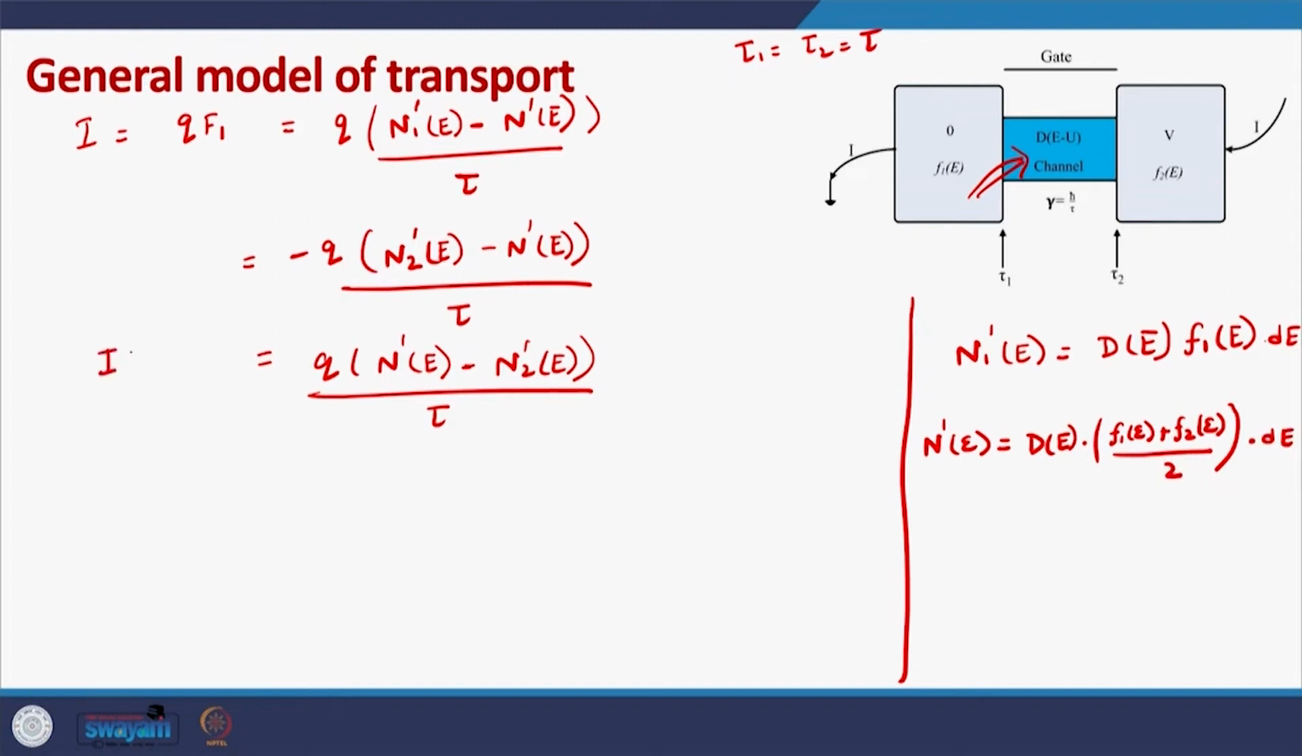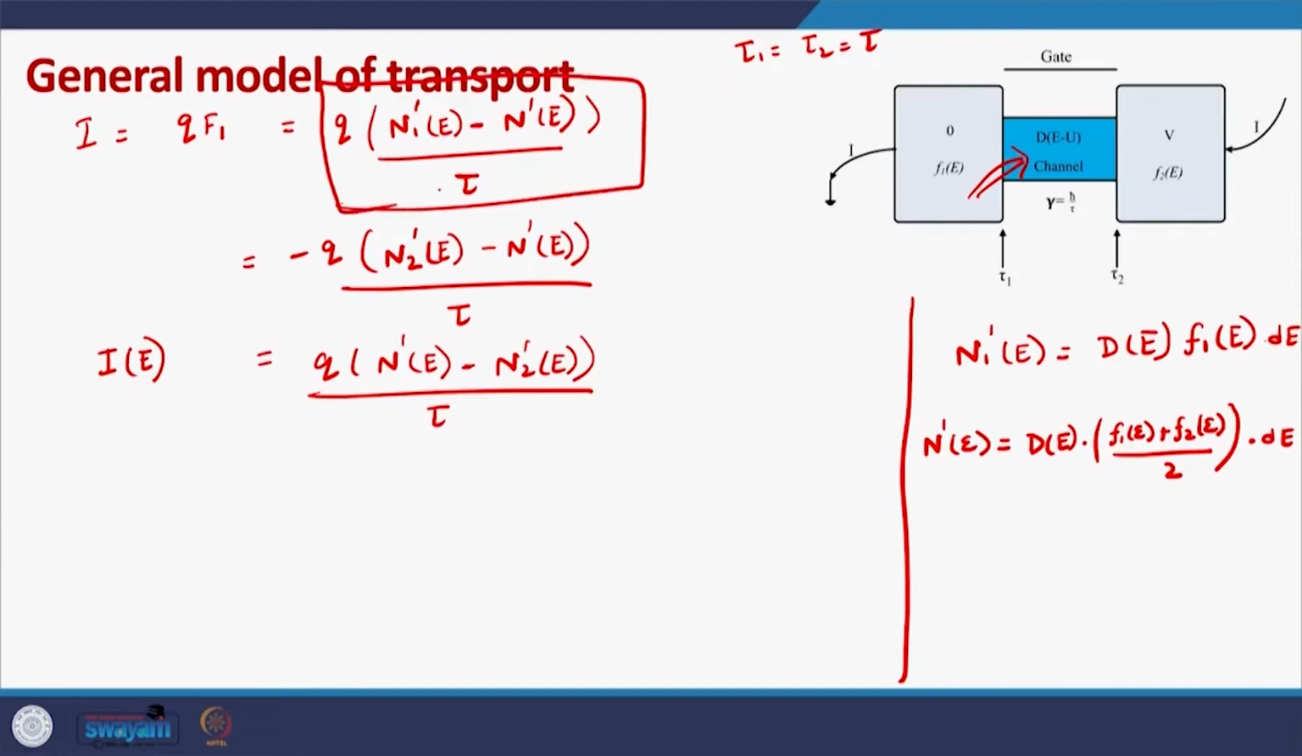Please remember that we need to write I as a function of E as well, because this is the number of electrons in the energy range from E to E plus dE. So, this I(E) will be the current contribution of the electrons in the energy range from E to E plus dE. Okay.